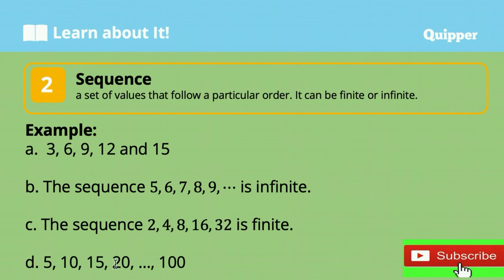Another example is we have this sequence 5, 10, 15, 20 up to 100. Though there is a symbol of ellipsis here, there is an end term. Therefore, we can consider this sequence as a finite sequence.